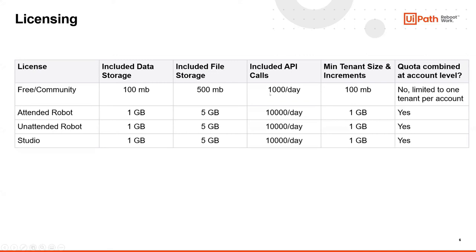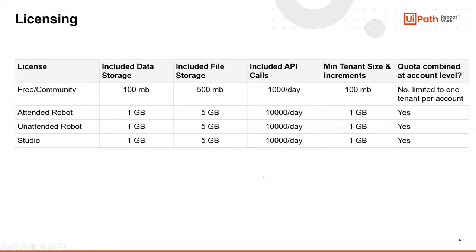It's a bit different for the other account types, things like enterprise trial, and so on. Here, a data service unit is granted for every attended, unattended, and studio type license that is there in the account. Each data service unit also grants more for these account types. So for enterprise trial type accounts, each DSU grants you 1 GB of data storage, 5 GB of file storage, and 10,000 API calls a day.